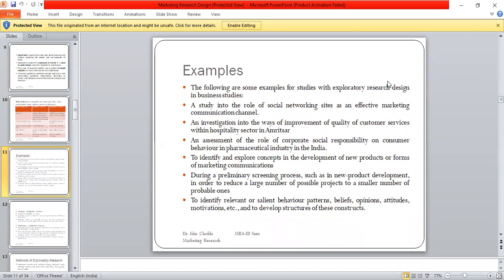You also use it to identify and explore concepts and the development of new products or forms of marketing communications during a preliminary screening process, such as new product development, in order to reduce a large number of possible projects to a smaller number of probable ones. You use exploratory research design to identify relevant or salient behavior patterns, beliefs, opinions, attitudes, and motivations, and to develop the structure of these constructs. When you want to explore something new, you use exploratory research design.